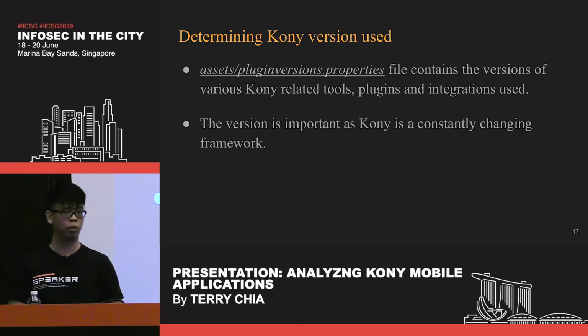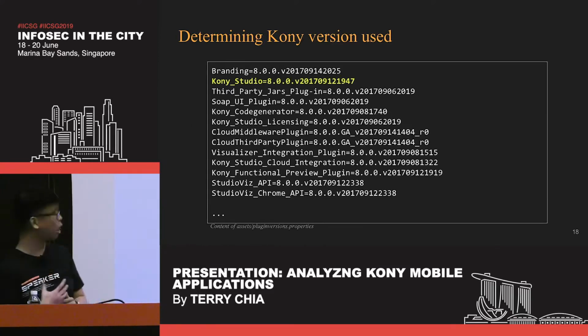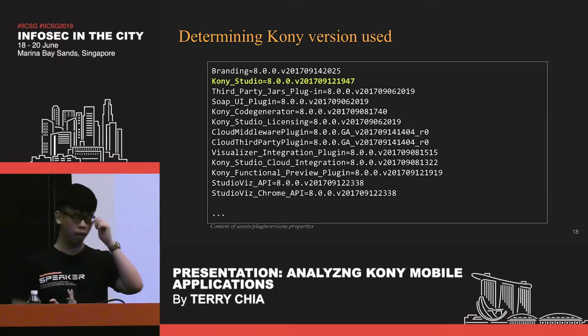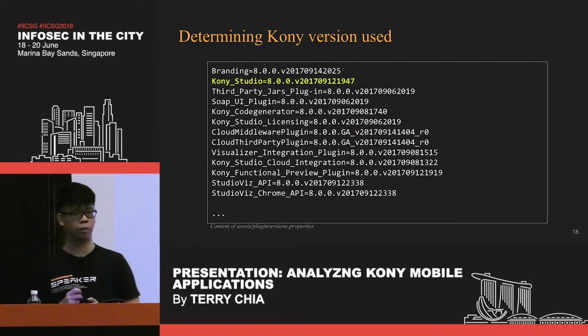And the version is important because Kony constantly changes. So if you have a technique that works on one version and does not work on the other version, it's probably because there was an update in between that broke something. And this is a sample output of the plugin versions file. I've highlighted the relevant line in yellow, which is the version of Kony Studio used to build the application. And Kony Studio is the name of the Kony IDE, the Integrated Development Environment.